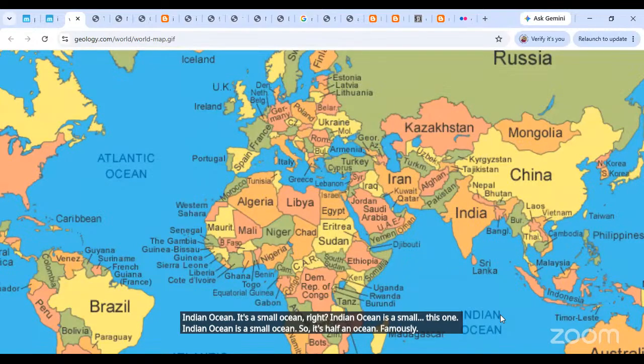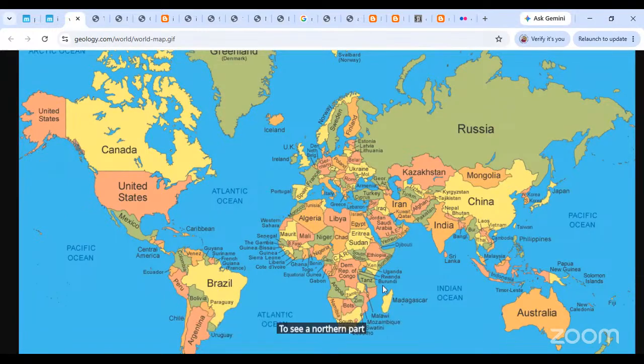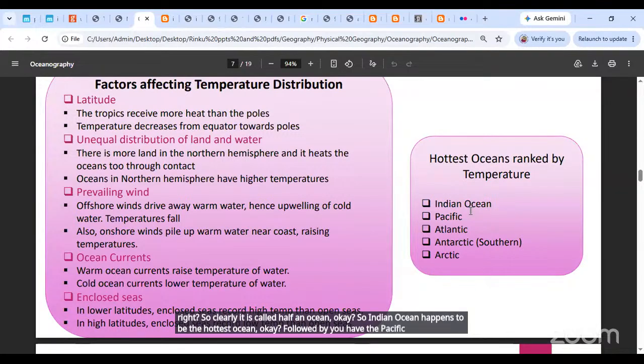Famously, the Indian Ocean is called half an ocean because normally, if you look at the Atlantic, you see a northern Atlantic, you see a southern Atlantic. You look at the Pacific, it's the largest ocean. You see a northern part, you see a southern part. Can you see a proper northern part for the Indian Ocean? No, it is just a small little water body over there, right? So clearly it is called half an ocean. Okay. So the Indian Ocean happens to be the hottest ocean. Okay. Followed by the Pacific, then the Atlantic, then the Antarctic or the Southern Ocean, and lastly the Arctic Ocean. Okay. So this is the order of the oceans ranked by temperature.